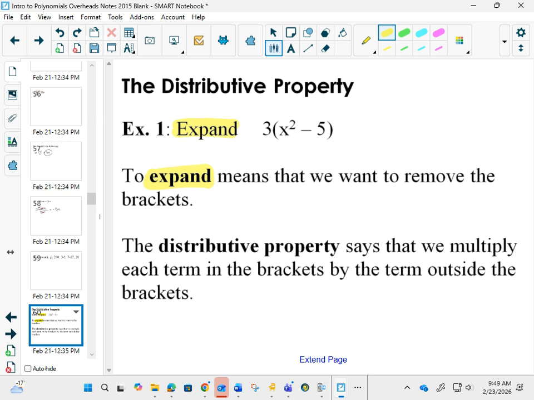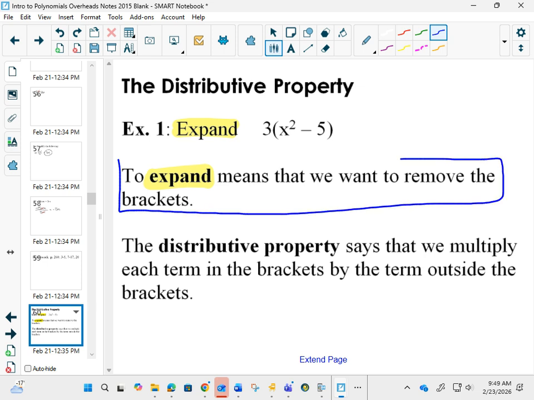And if you think you're going to forget what expand means, then maybe this part here in the blue box is something you add to your cheat sheet to help remind you. Expand means to remove the brackets. Well, how do we do that? We do that with something called the distributive property. And the distributive property says that we multiply each term in the brackets by the term outside the brackets.